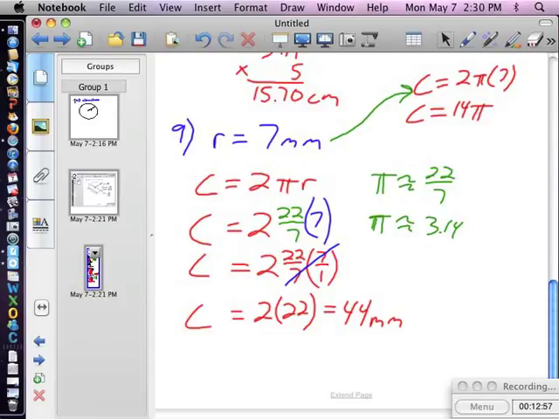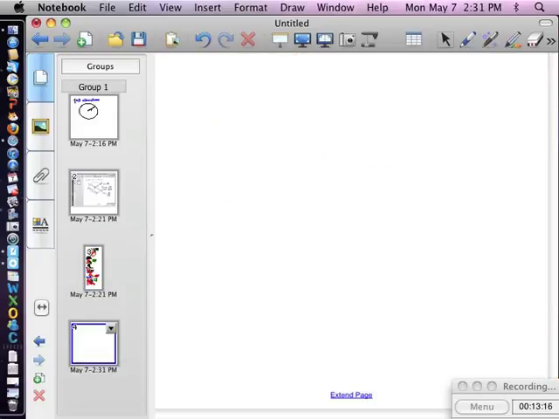Okay. Sometimes you'll be given a circumference, and you'll need to find the radius or the diameter. So if you look at problem number 13, for instance, let's go to the next page. You're given a circumference of 56.52 meters. That's a circumference.